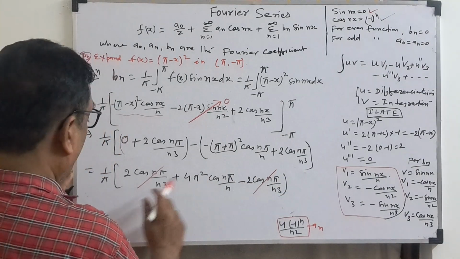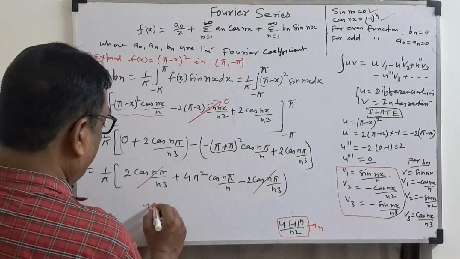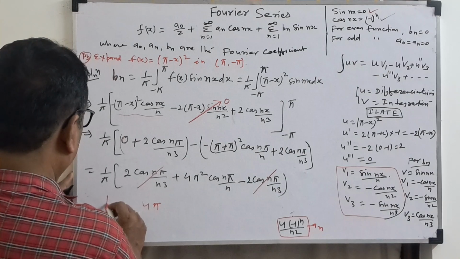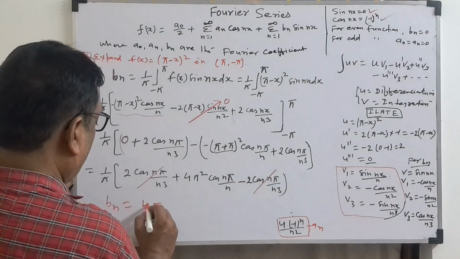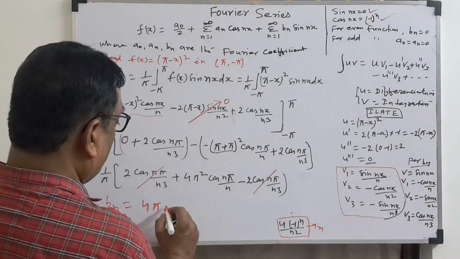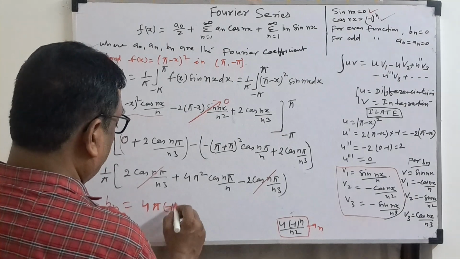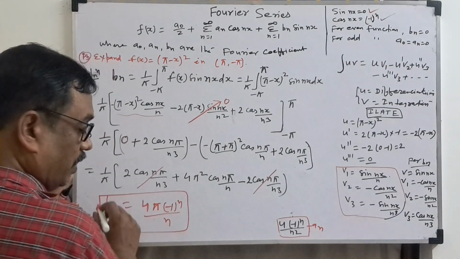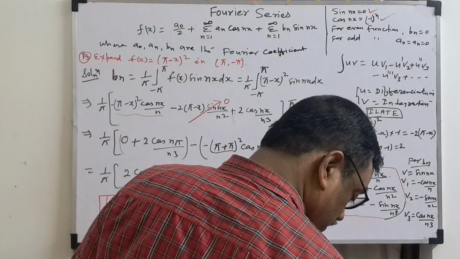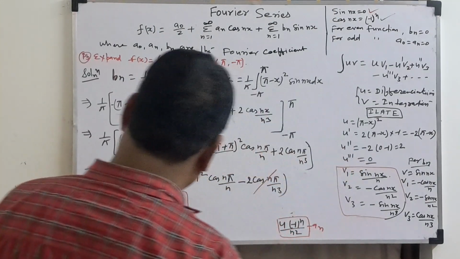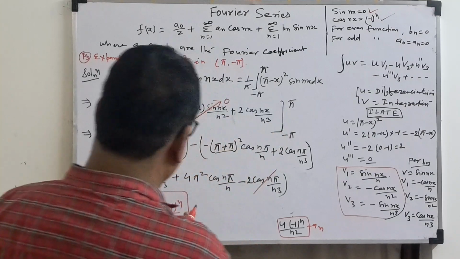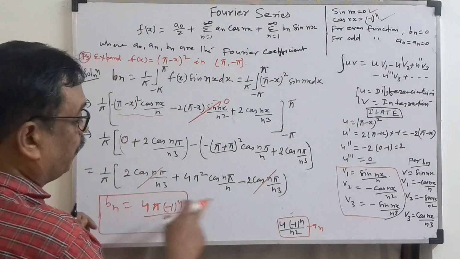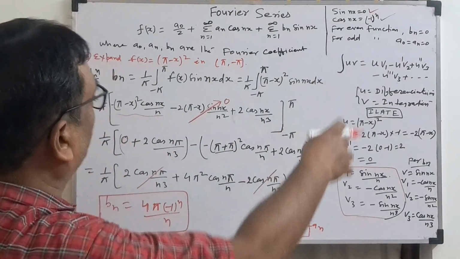What is that? 1 by pi. So 4 pi. This is called bn is coming. 4 pi cos n pi minus 1 by n. Now we got the bn. We will check the answers. It is coming same thing, 4 pi minus 1 power n by n. So this is the bn. So you have to carefully calculate like this. See this, how much complication is there.